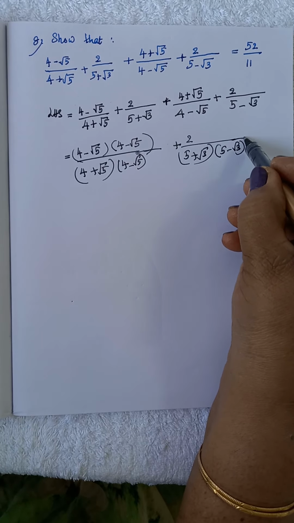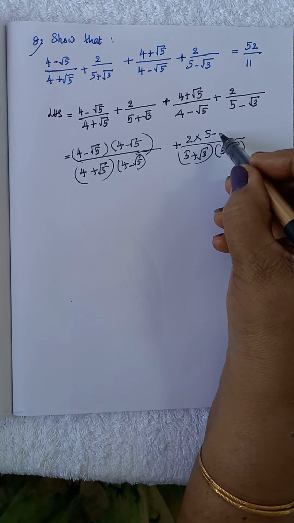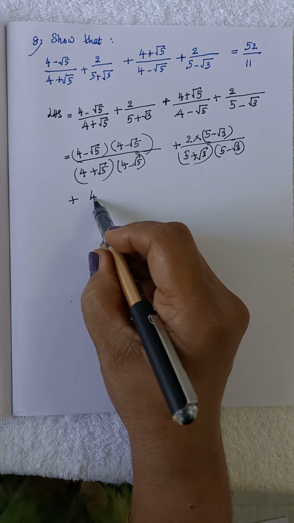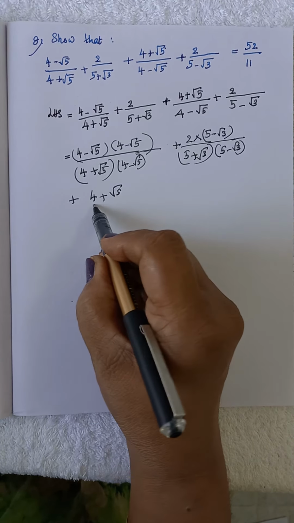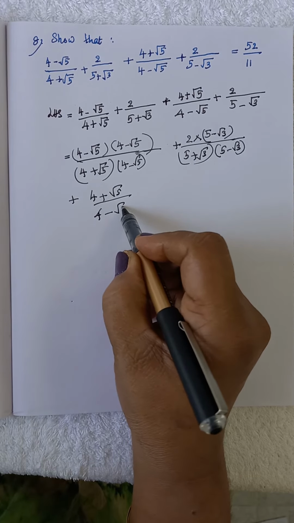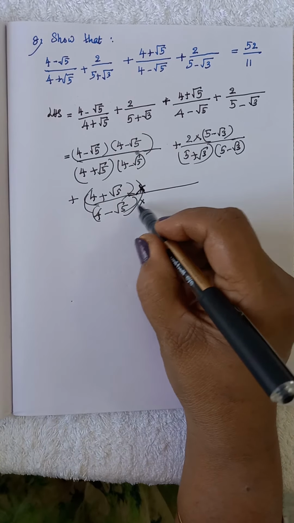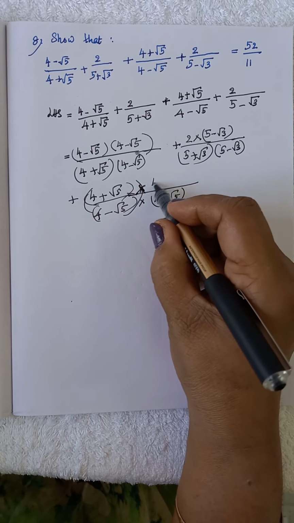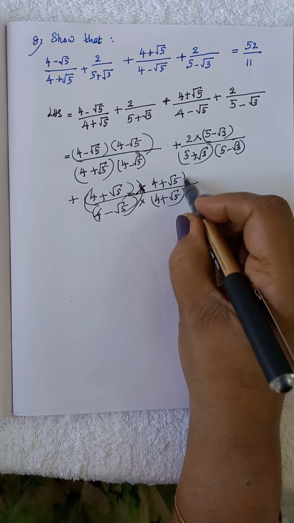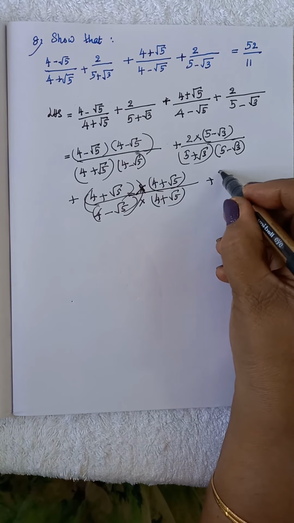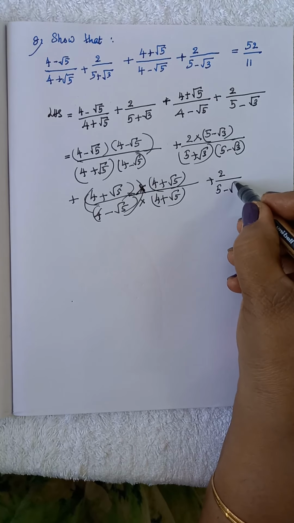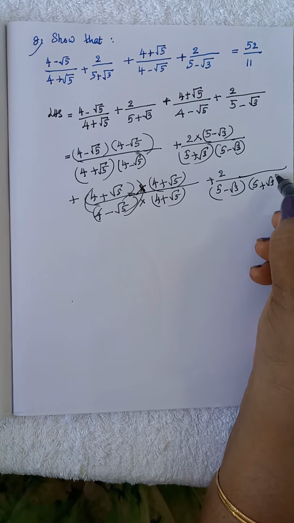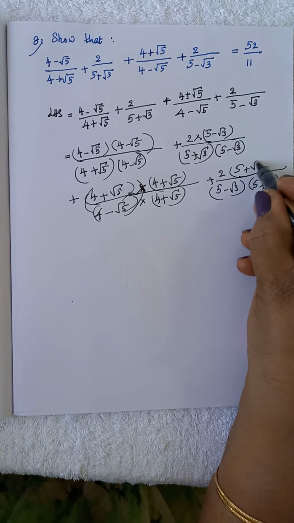Multiply here the numerator also into 5 minus root 3. Now plus 4 plus root 5 divided by 4 minus root 5. Then that into the conjugate of 4 minus root 5, that is 4 plus root 5. The numerator also 4 plus root 5. Now the last term, that is 2 by 5 minus root 3. The conjugate of 5 minus root 3 is 5 plus root 3. The numerator also into 5 plus root 3.